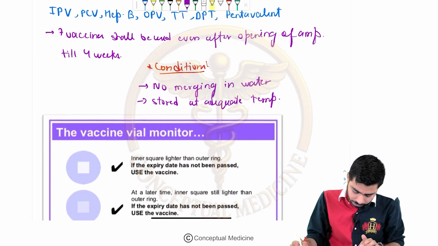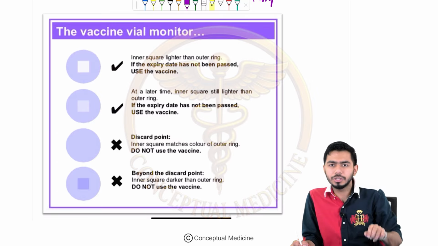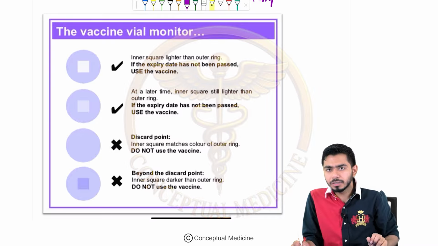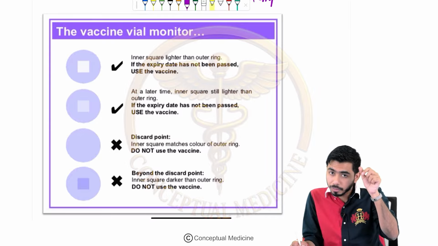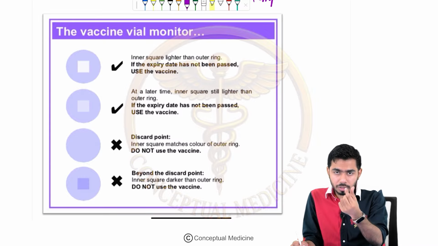Now we shall be having some stickers. We shall be having this vial monitor. The vial monitor shall be present on the vials. Some of these stickers can be present on the neck of the vial. Some of them can be present on the top of the vial, at the cap of the vial. Some of them can be present at the middle of the vial, on the bottle.